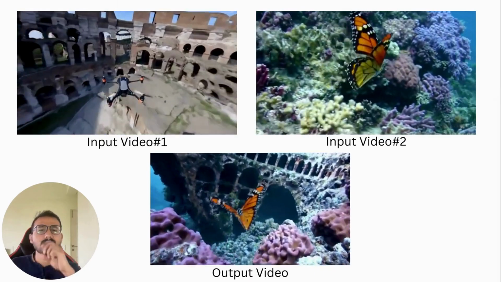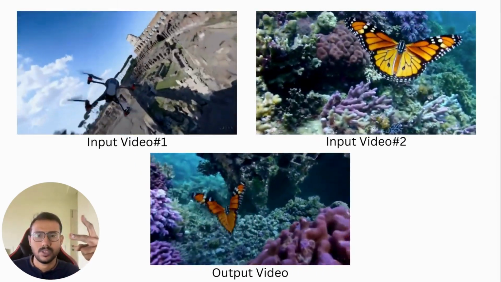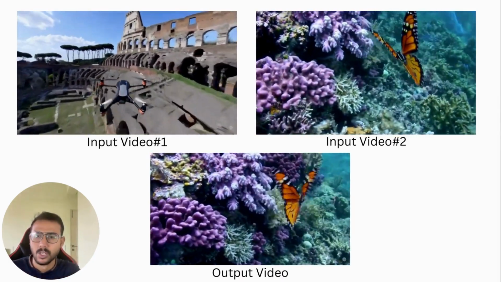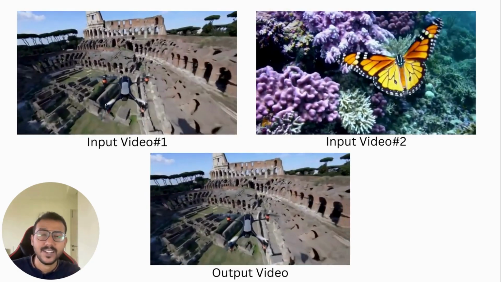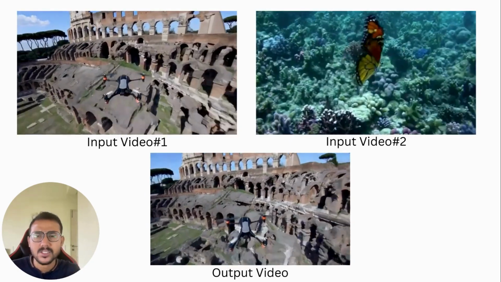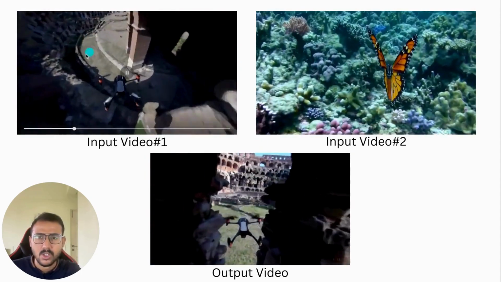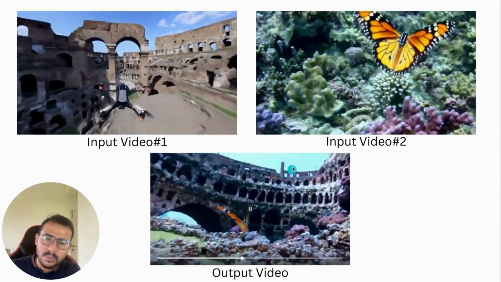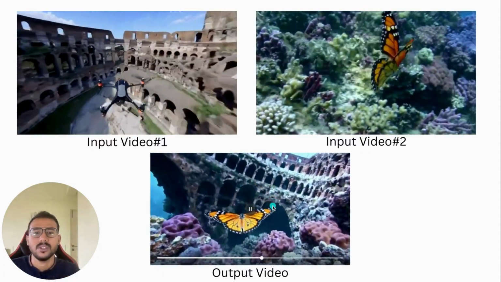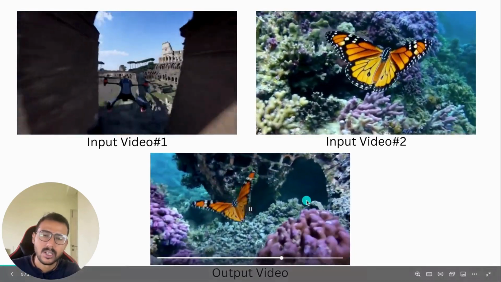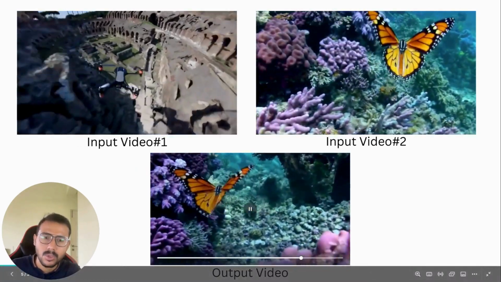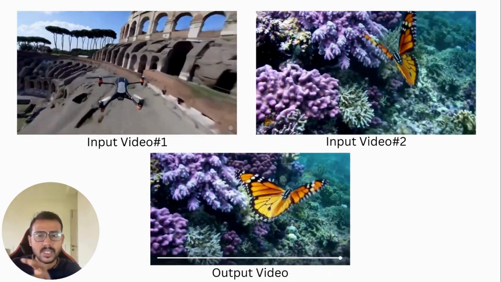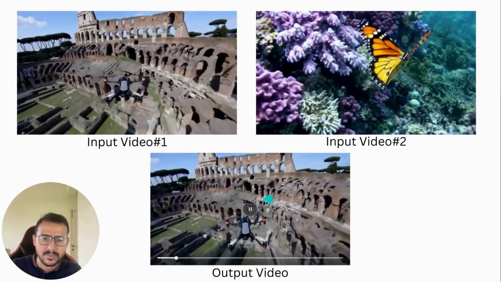Sora can generate seamless transitions between two videos. For example, it can morph a drone flying over the Colosseum in Rome into a butterfly underwater, seamlessly shifting the surroundings. Look, this was one of the input videos and this was the other video. It seamlessly transitioned the drone into the butterfly. Look at the transition. It transitioned from Rome to underwater very seamlessly. You are not able to see when exactly the transition happened.